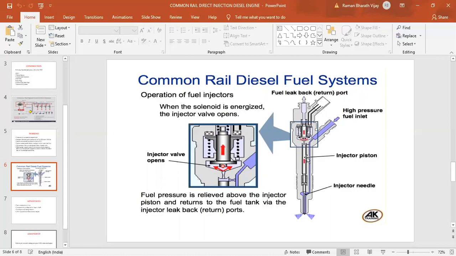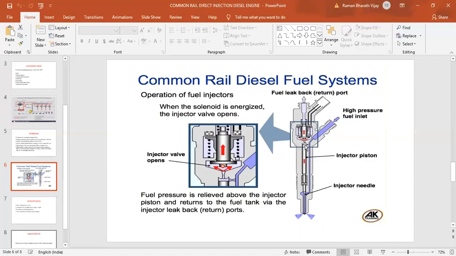During the working of the system, the current is supplied. When the current is supplied, the solenoid gets energized. You can see the zoomed diagram here. When the solenoid gets energized, this injector valve opens. Automatically it gets open. So what happens when it gets open?